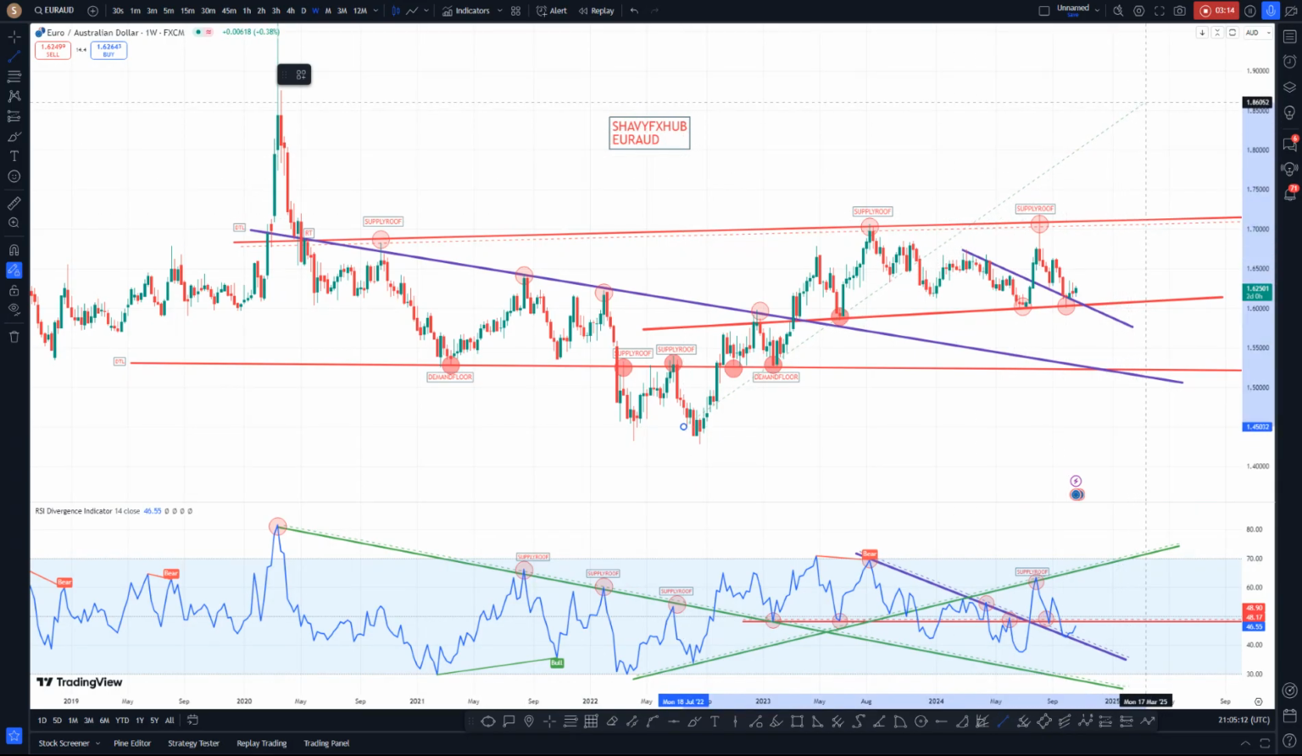We are not here to play. We're watching our structure. That's all we do at Shavy FS Hub. We see where the market is going. We need a clear directional bias. The bias must be clear and clean. If the bias is clear and clean, it makes a whole lot of sense.